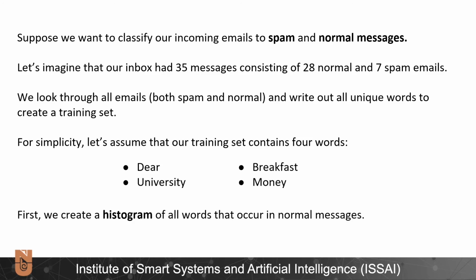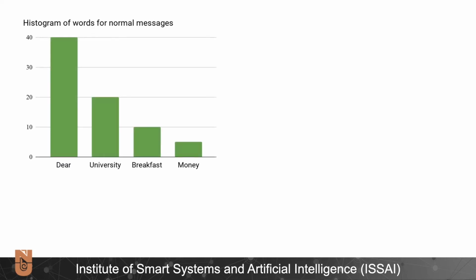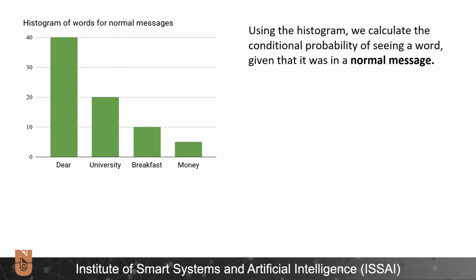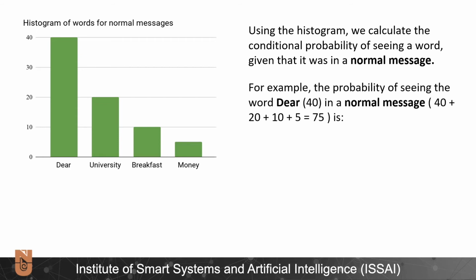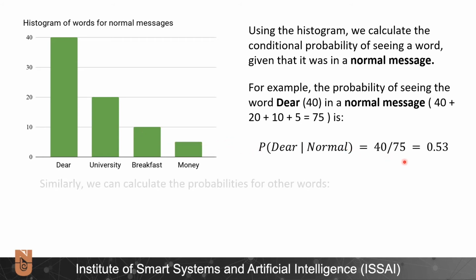First, we create a histogram of all words that occur in normal messages. Basically, a histogram is how many times each word was seen. Using the histogram, we can calculate the conditional probability of seeing a word given that it is a normal message. For example, the probability of seeing the word dear in a normal message is 40 divided by the total number of words, which is 40 plus 20 plus 10 plus 5, so 40 divided by 75.